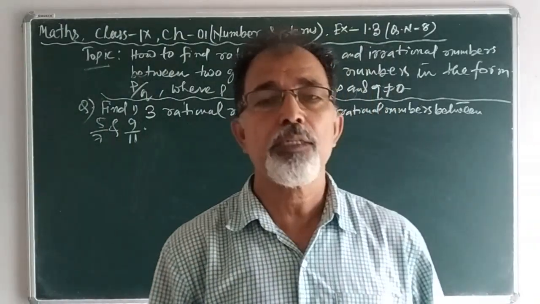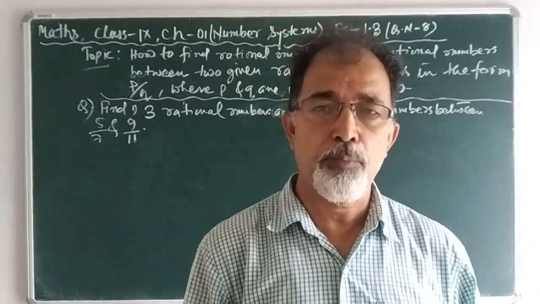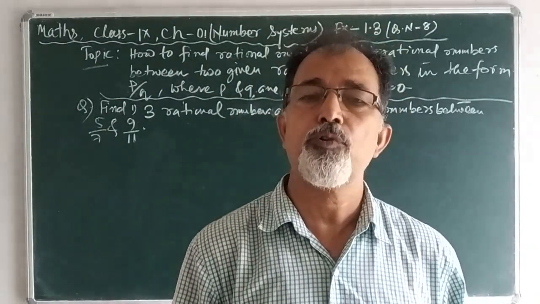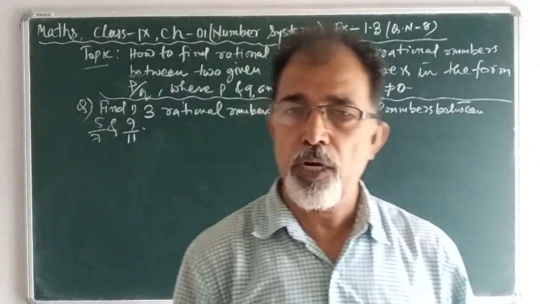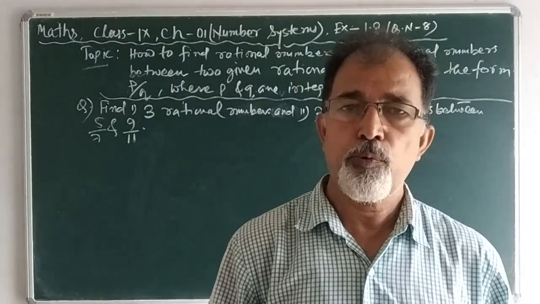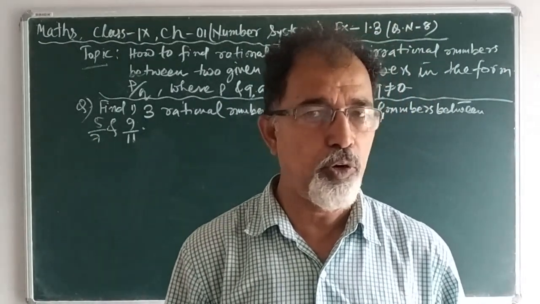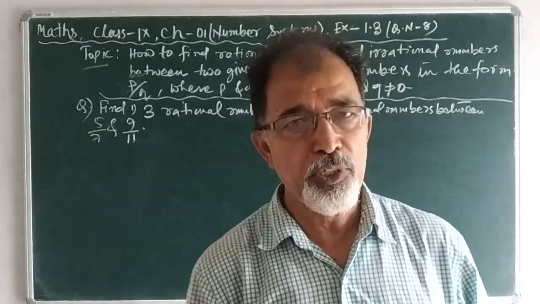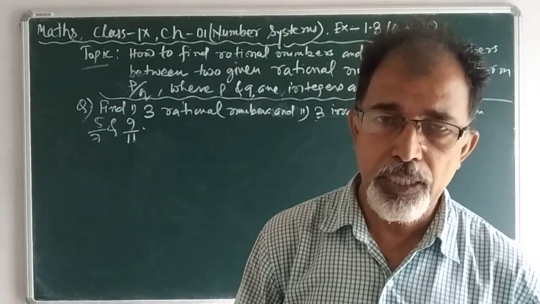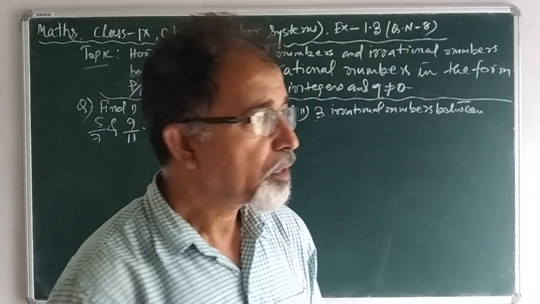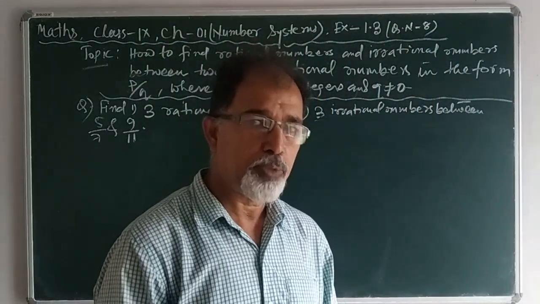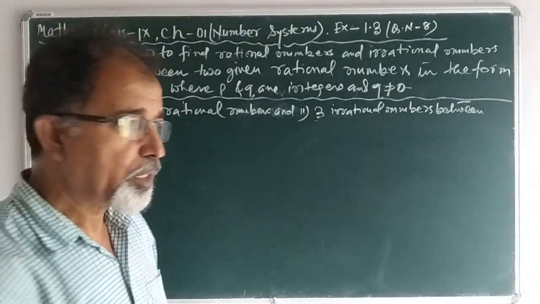Good morning students. Today's chapter is Number Systems, and the topic is how to find rational numbers and irrational numbers between two given rational numbers in the form p by q, where p and q are integers and q is not equal to 0. Without wasting any time, let us take one example to find the rational numbers and irrational numbers between two rational numbers.